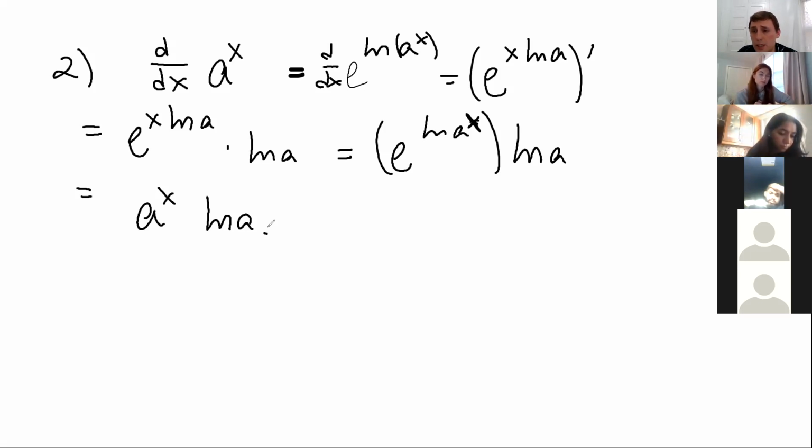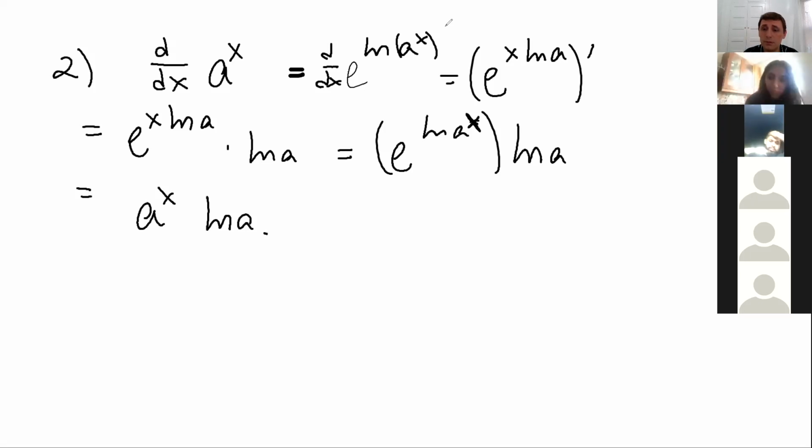By wishful thinking, I just modified a to e. So I can always think of any exponential as relating back to e to the x.